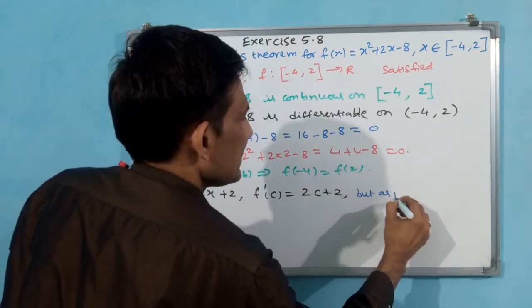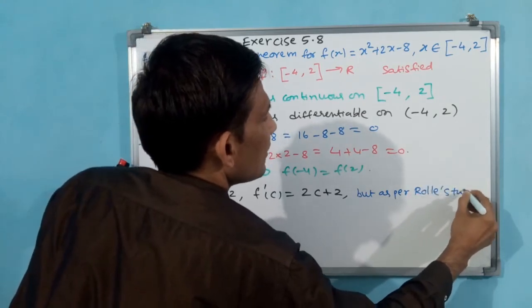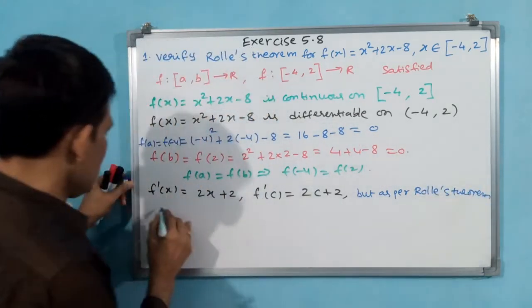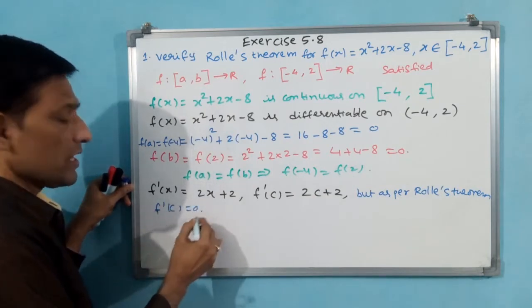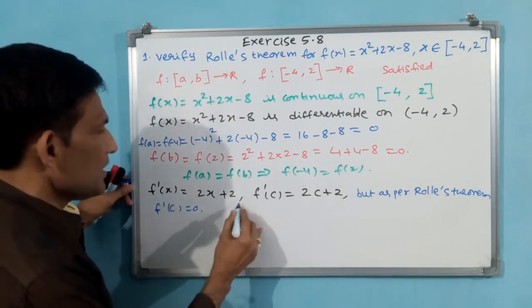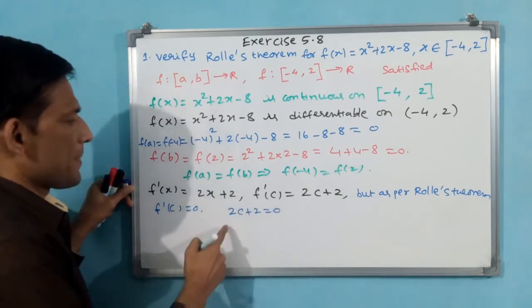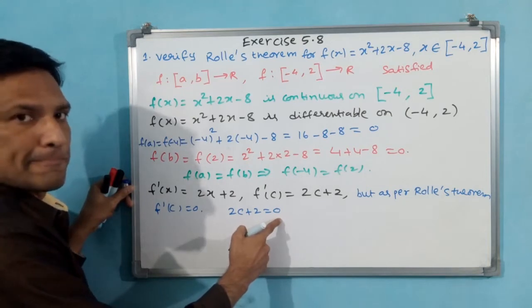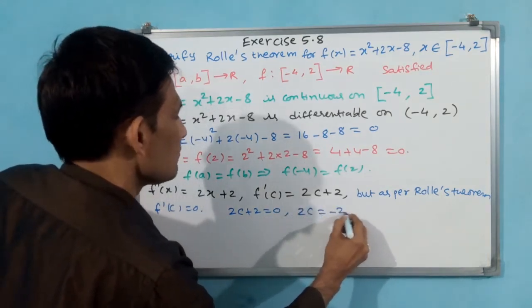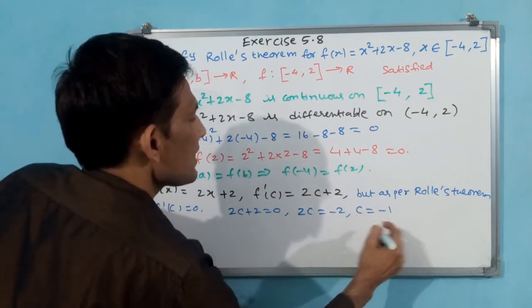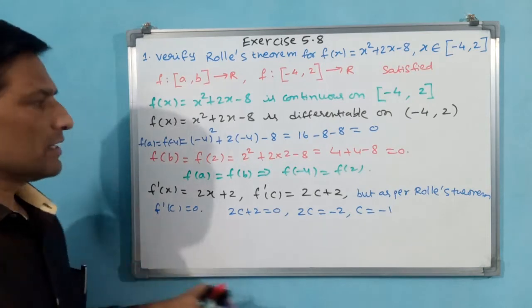But as per Rolle's theorem, f dash c is equal to 0. For checking, you write down 2c plus 2 is equal to 0, which means 2c is equal to minus 2, c is equal to minus 1. Is it okay? Definitely okay.